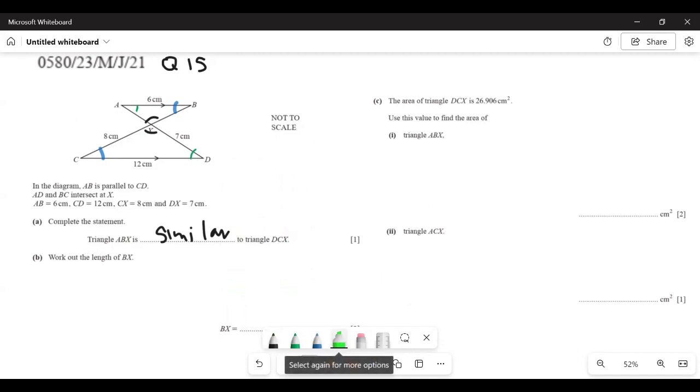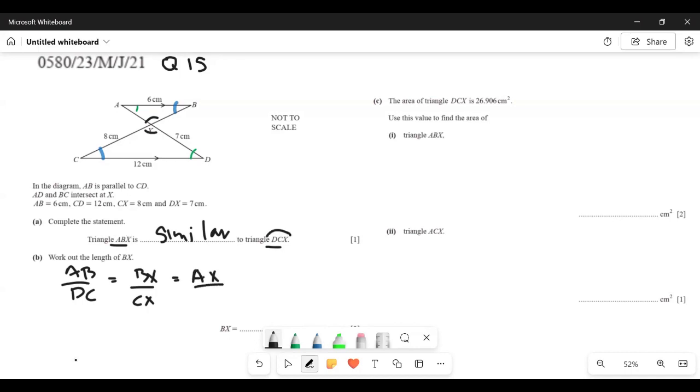Part B, work out the length of BX. So now we need this length. We already know that ABX is similar to DCX, so we can form ratios: AB over DC is equal to BX over CX, I'm just following the alphabets here, and equal to AX over DX.